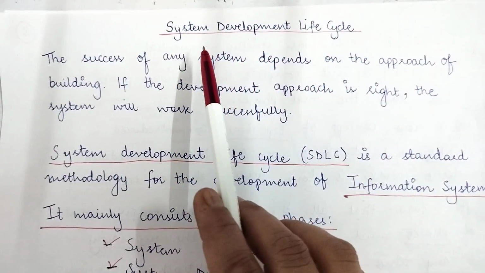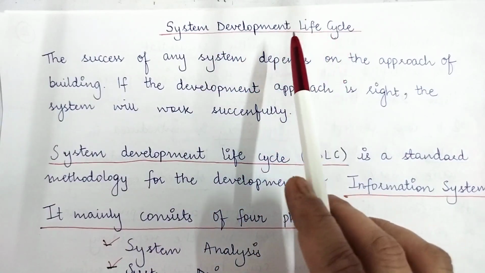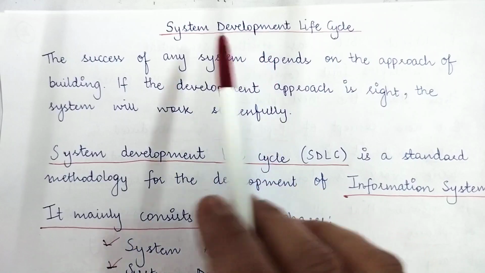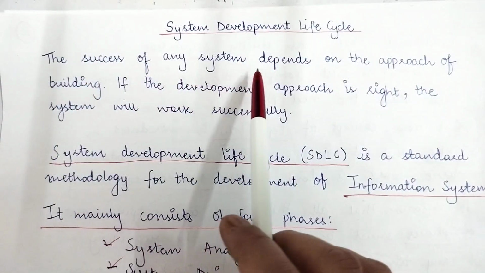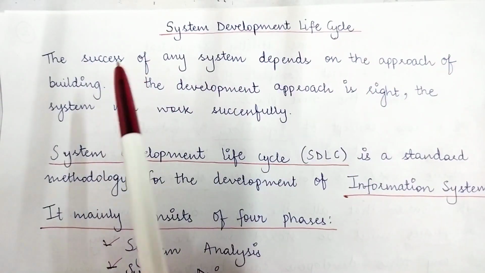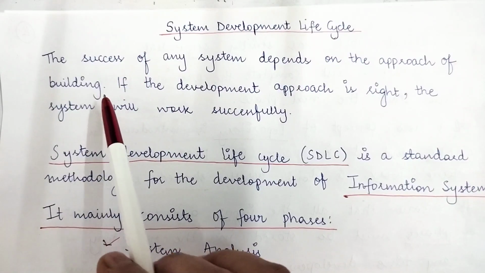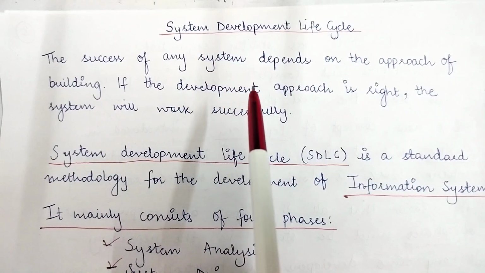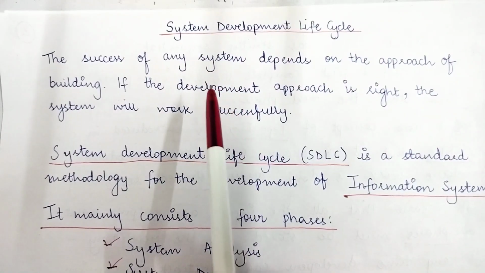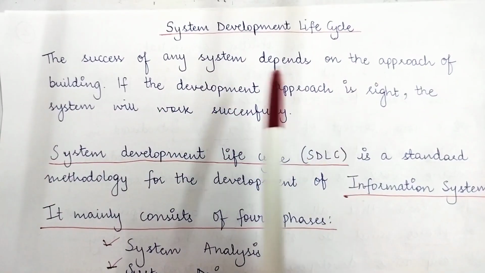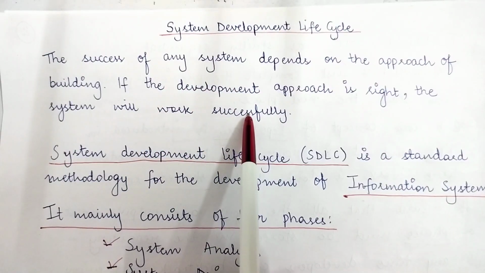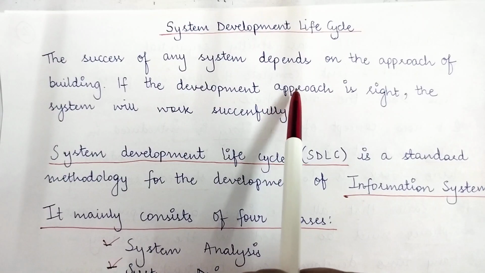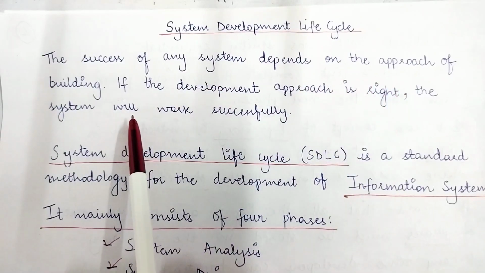Now, as the name says, system development life cycle, it describes the life cycle of system development. The success of any system depends upon the approach of building. Whatever the success of the system would be, it would depend upon what approach was taken towards building that system. If the development approach towards building the system is right, it is quite obvious that the system will work successfully.